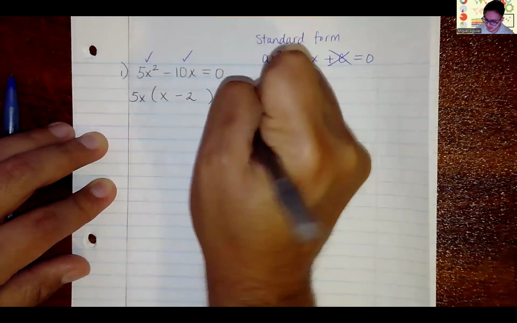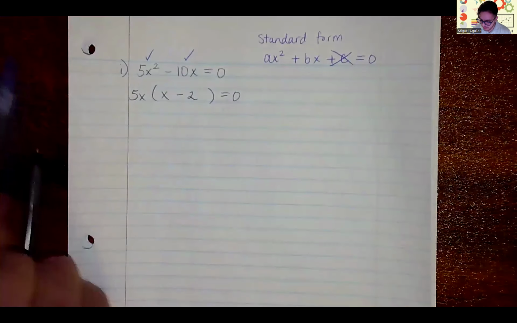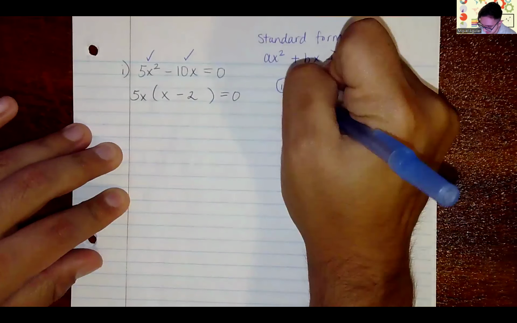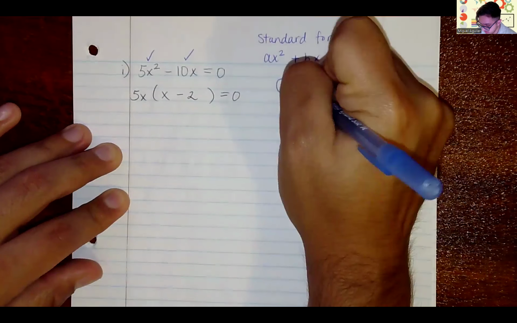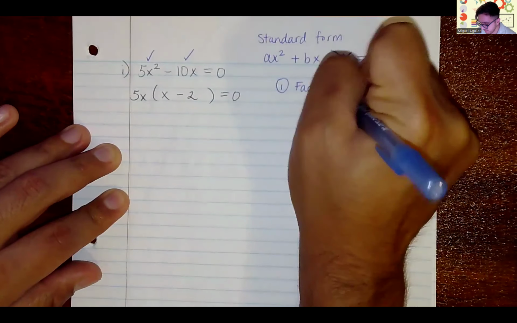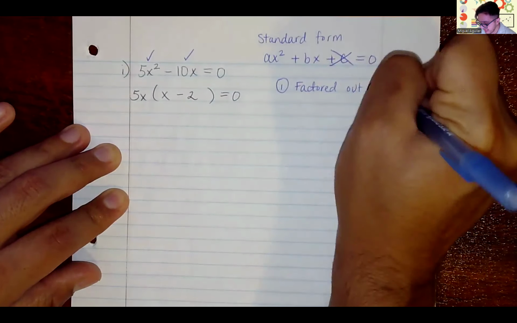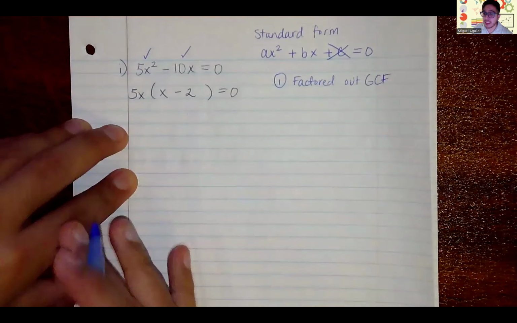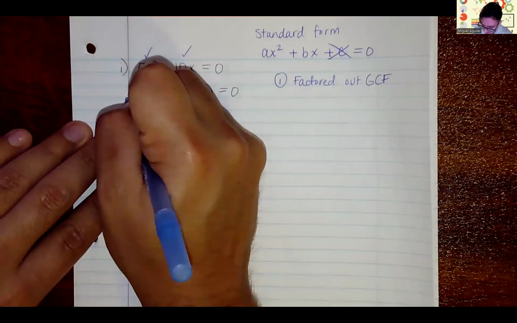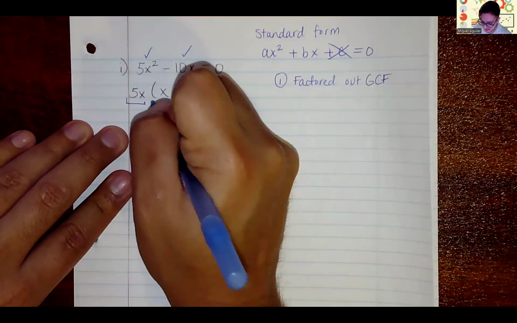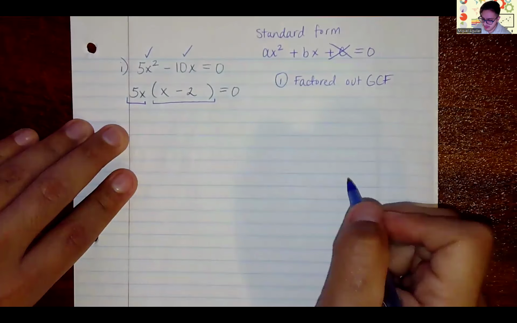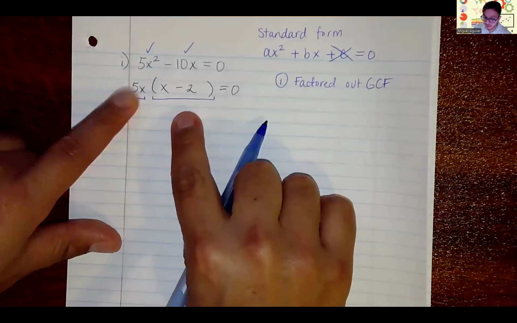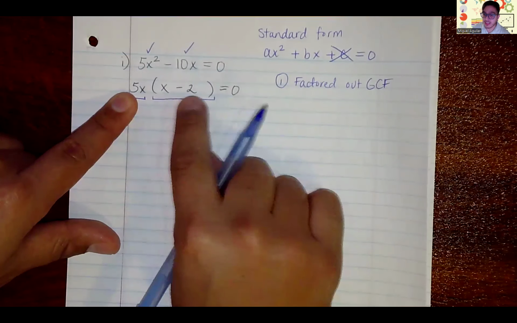If we set this equal to 0, you have to realize, one, that this thing is still factorable. So we factored out the GCF instead of using the AC method. But now you have to realize we still have two factors, 5x and x minus 2, that are being multiplied by each other. This is 5x times x minus 2.